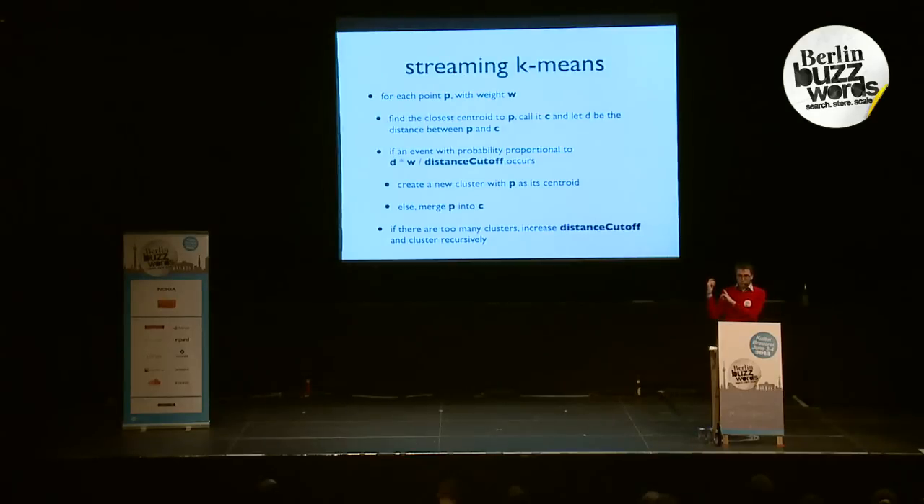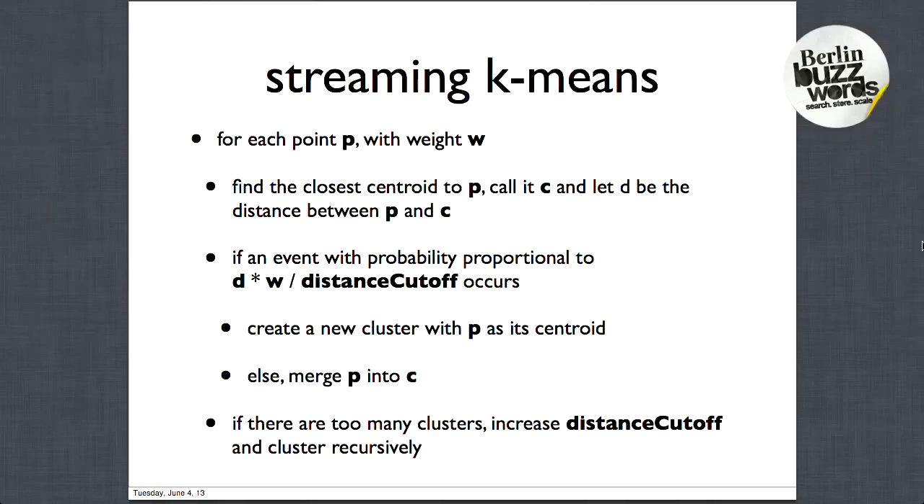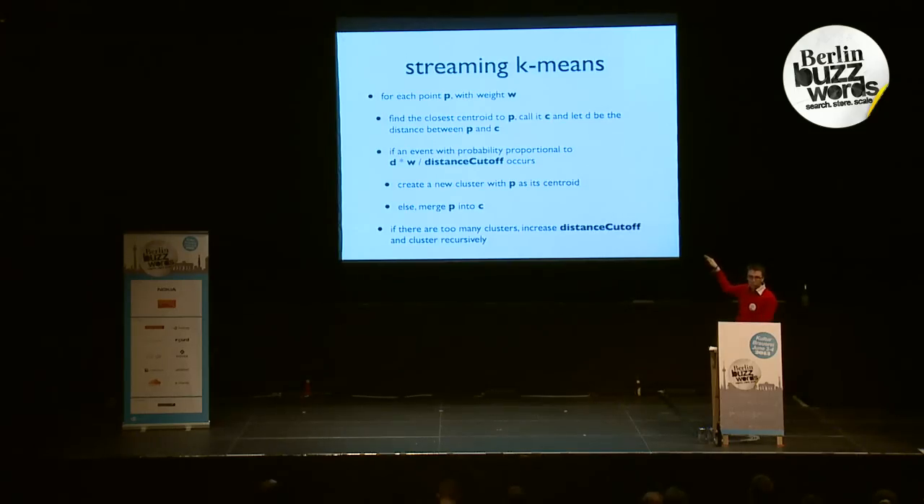So this is the pseudocode. This is the horrible slide with the text in it. The basic thing that you want to look at here is this chunk: if an event with probability proportional to blah, blah, blah occurs. The idea there is that that's where you compute the distance, right? The distance to the closest cluster. And if that is close enough, then we will want to add it to the cluster. Otherwise, we're going to create a new cluster.